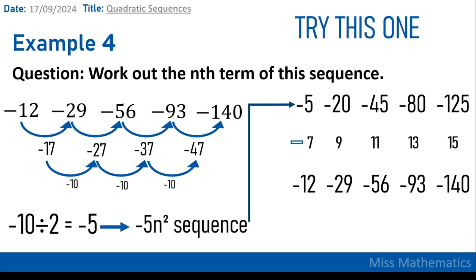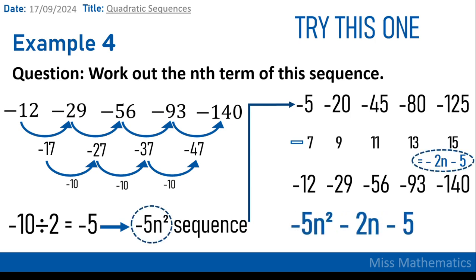So this one is a bit more tricky than the other ones that we've tried. However, minus 7, minus 9, minus 11, minus 13, minus 15, this forms the arithmetic sequence minus 2n minus 5. We get our components and we make sure we're aware of the negatives, and we get the answer minus 5n squared minus 2n minus 5.